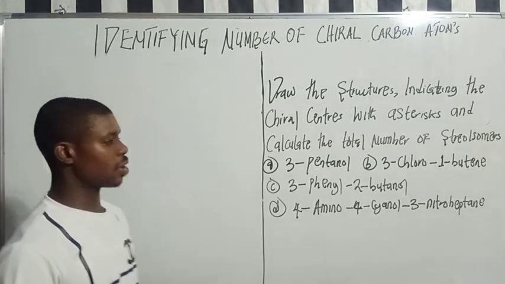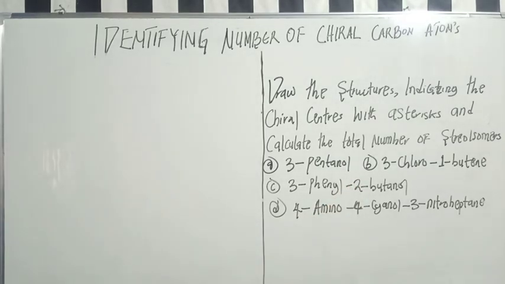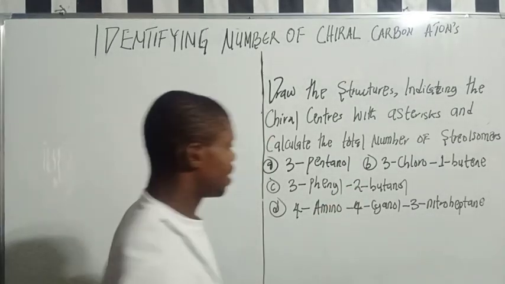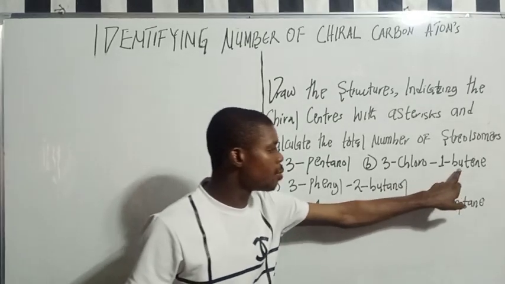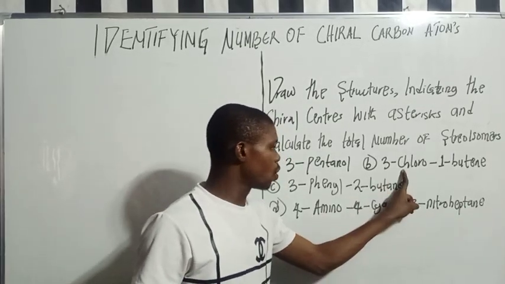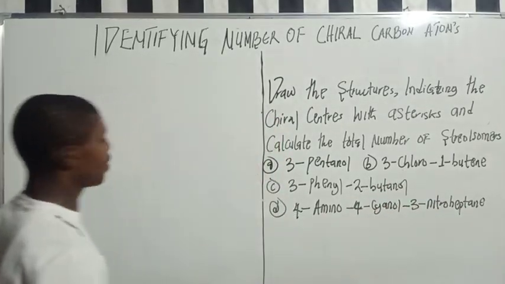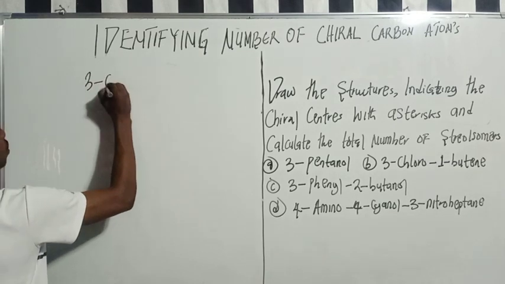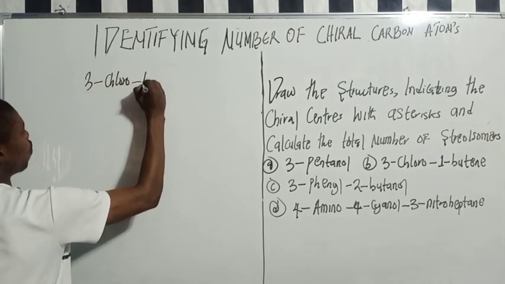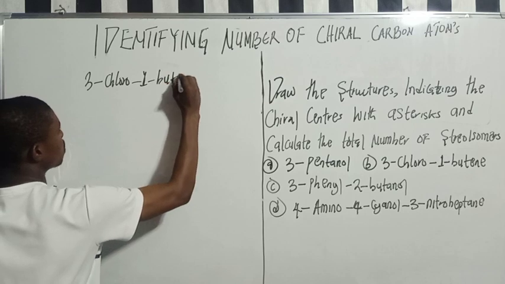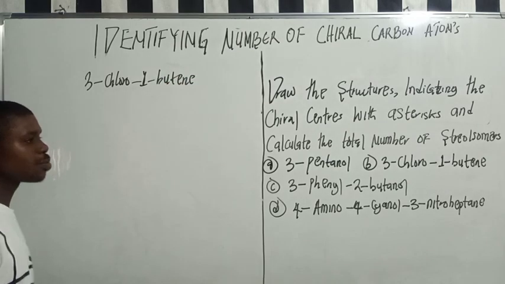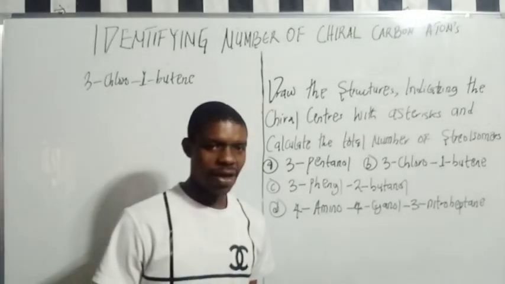The next one is what? The next here is 3-chloro-1-butene. 3-chloro-1-butene. So look at it very well. Now let's see if this molecule is going to have a chiral center right there.